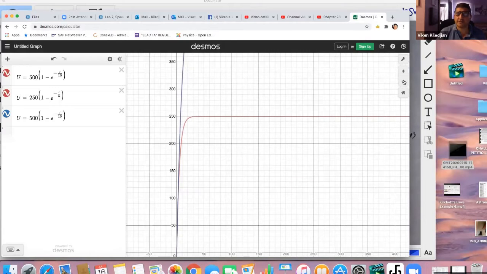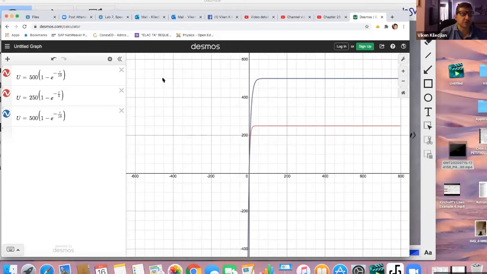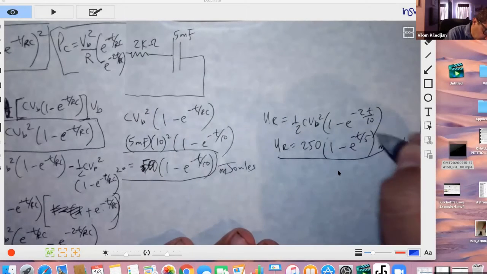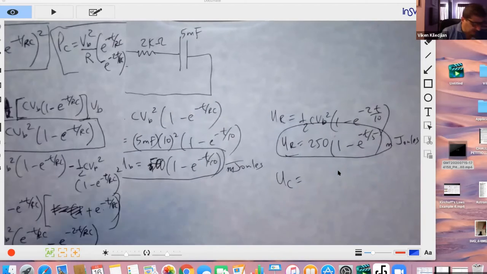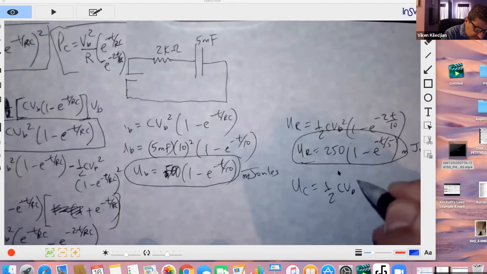So now the picture is taking shape. Okay, now how about the energy stored in the capacitors? What's that going to be? The energy is stored in the capacitor. What was the equation? Well, that was the first one we derived. It was half CV_B squared, (1 minus e to the minus t over RC) squared.